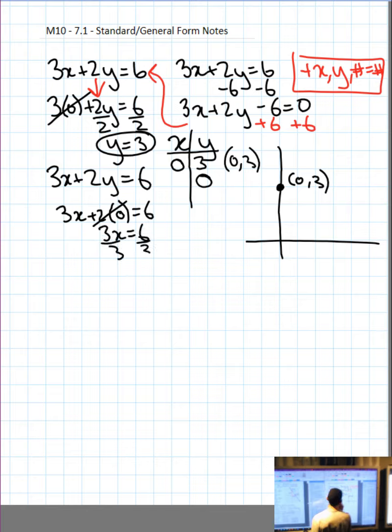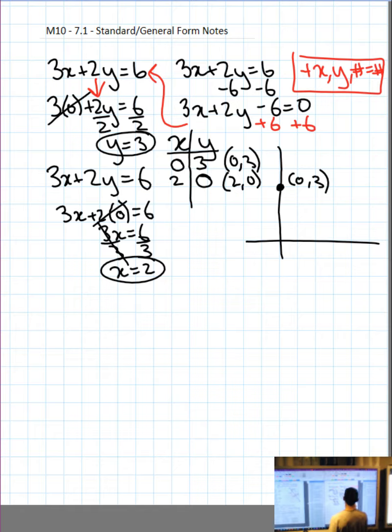Divide both sides by 3. Cross it off. X equals 6 divided by 3 is 2. Circle your answer, doing algebra. Then we can take that 2 value, put it in the table, write down the point that we have, 2, 0, and then put that point on the graph. 2, 0, our x-intercept. So again, looking for a y-intercept, we simply put 0 in for x. Looking for an x-intercept, we put 0 in for y.